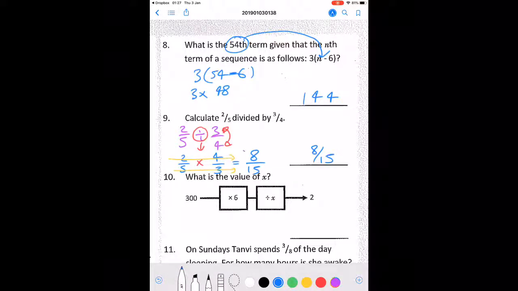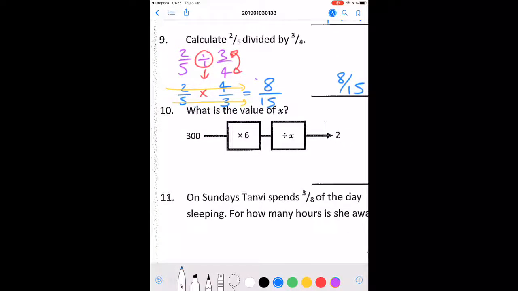Question number 10. What is the value of x? So you have 300 times 6 divided by x is equal to 2. Okay, let's have a look at how we can rewrite that. So this little box, then 300 times 6 and then divided by x is equal to 2.